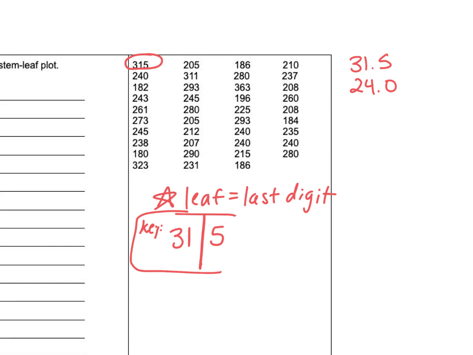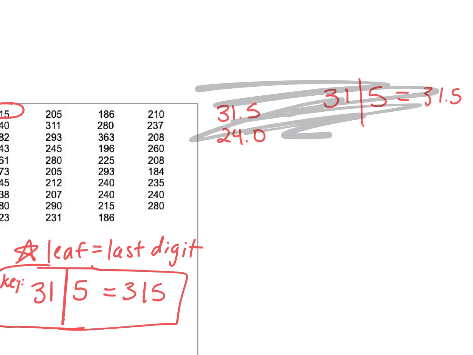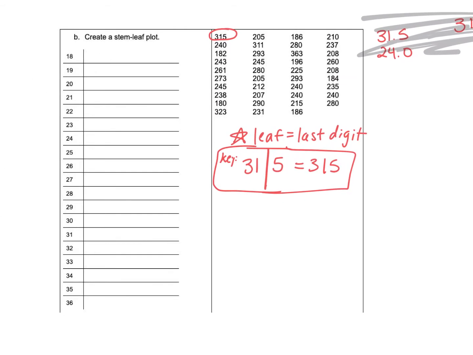Make sure that you know that this equals 315. But if I were doing decimals, for instance, I would do my key like this: 31 as the stem, and the leaf as the 5 would equal 31.5. You with me? But these aren't decimals, so don't worry about that. Okay, cool. So I want you to keep going through this.